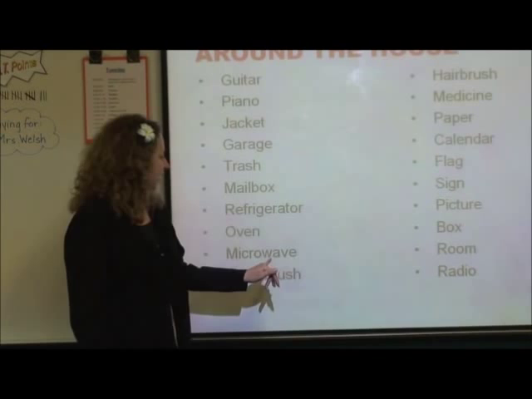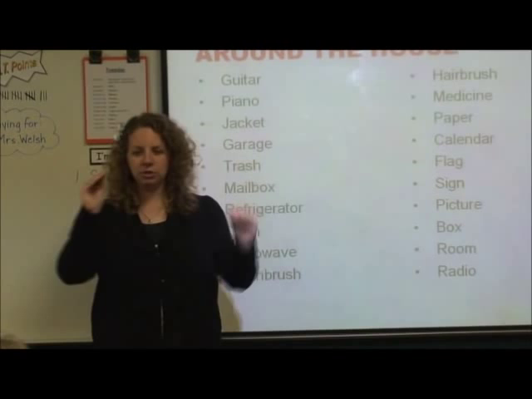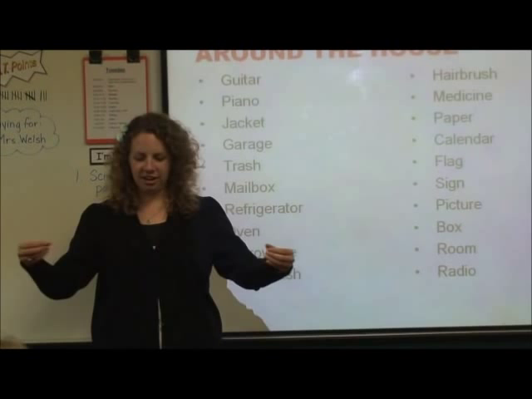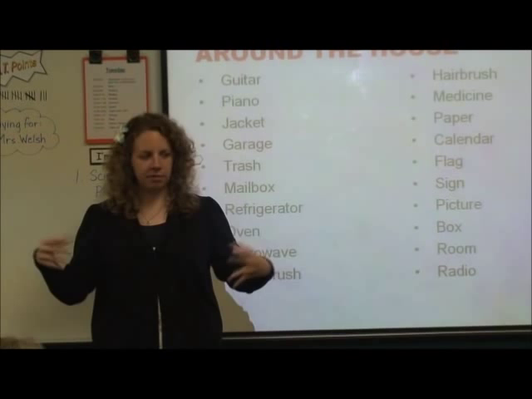Okay, then we have microwave. So you're going to be like this here, kind of like you're holding something, almost the same hand shape as flour or money. And so you're going to go here and then microwave. So it's kind of like it's zapping it from both sides. Microwave.